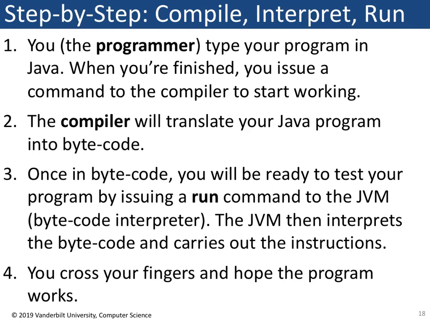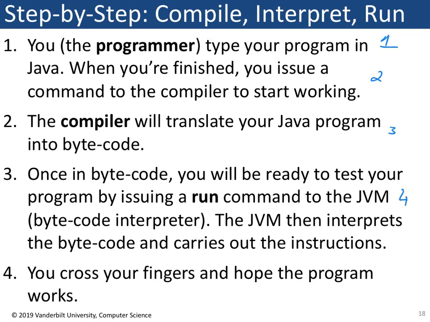So let's look at the process for going from programming to running. So you, the programmer, are going to type your program into Java, and when you're finished, you are going to issue a command to the compiler to start compiling. So 1, write your code. 2, issue a command for the compiler to work. The compiler is going to translate your Java program into bytecode. So it'll generate bytecode.